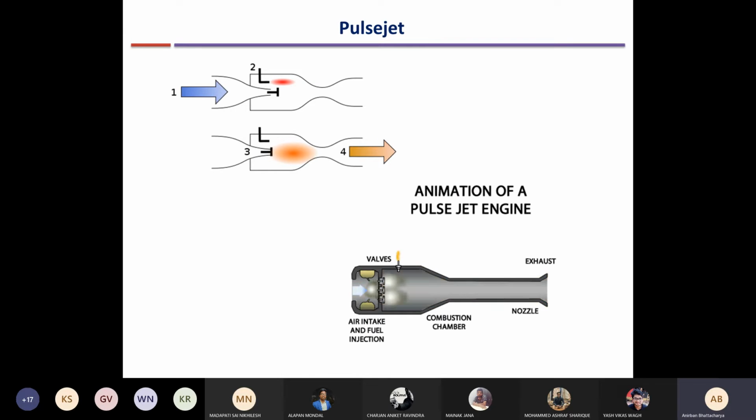There is another type of aircraft engine which has fallen out of favor. This is the last type that we are going to study, just for historical reasons. It became popular long back during the World War time. This is known as the pulse jet engine.